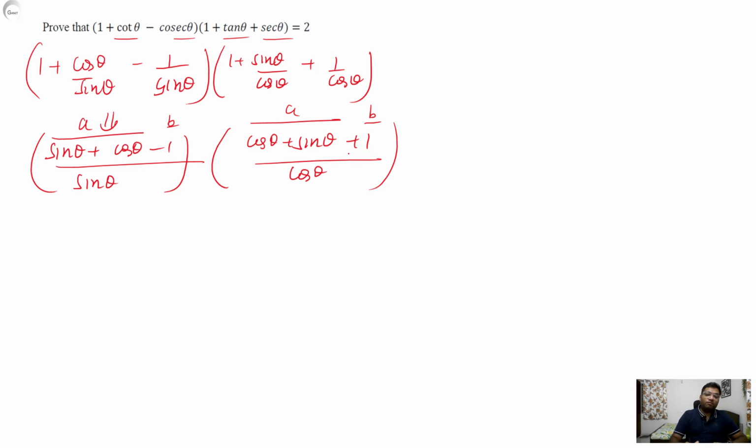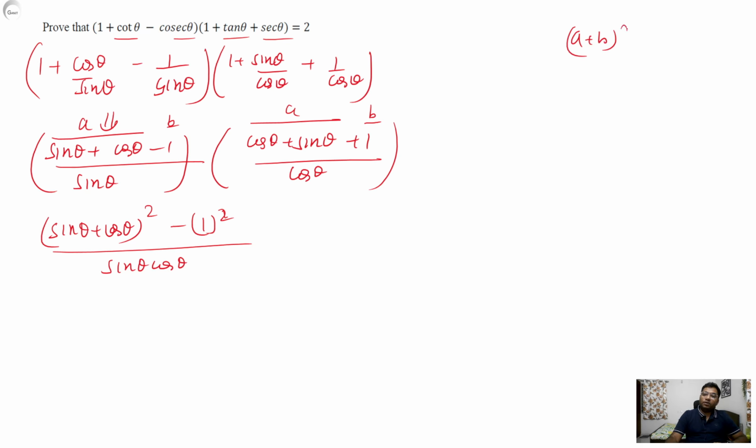But you have to be careful while using the identity. So a minus b times a plus b is what? A square minus b square. So sine theta plus cos theta whole squared minus 1 squared. And the denominator is sine theta cos theta. Remember, you have to use a plus b whole square.